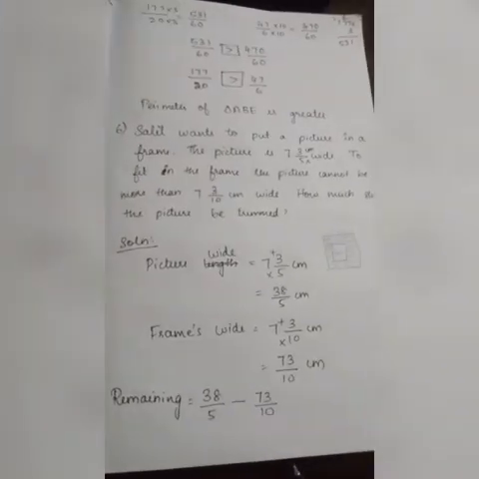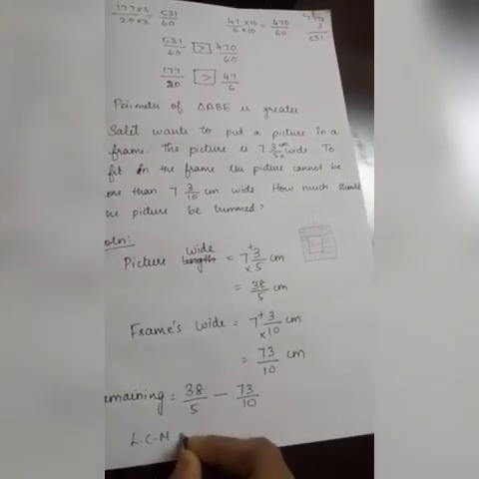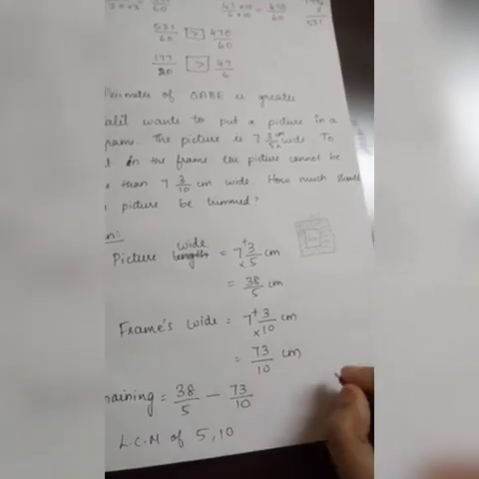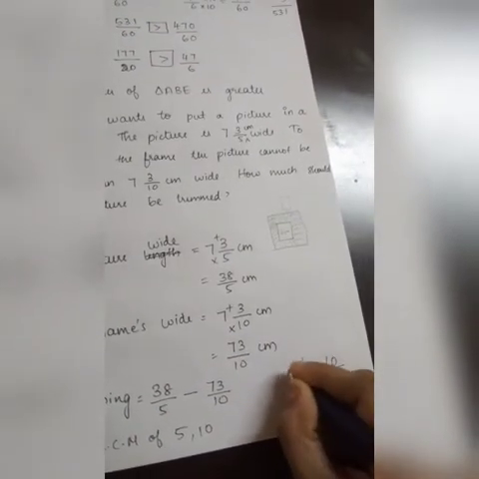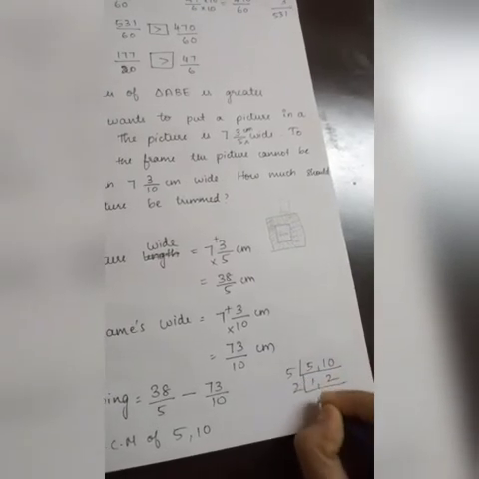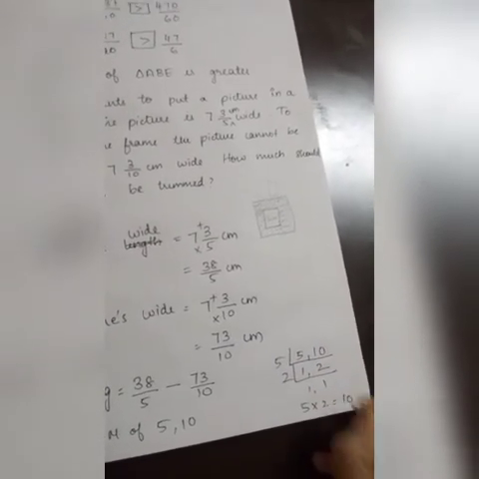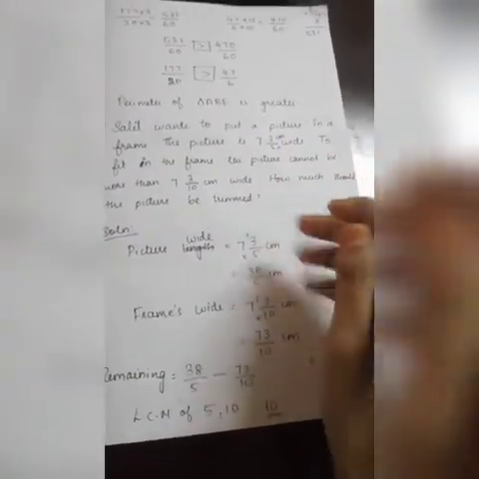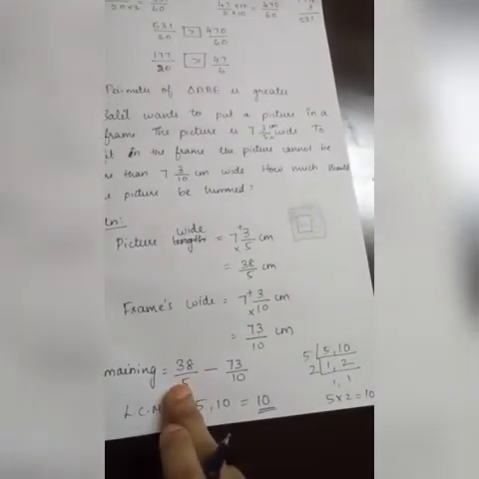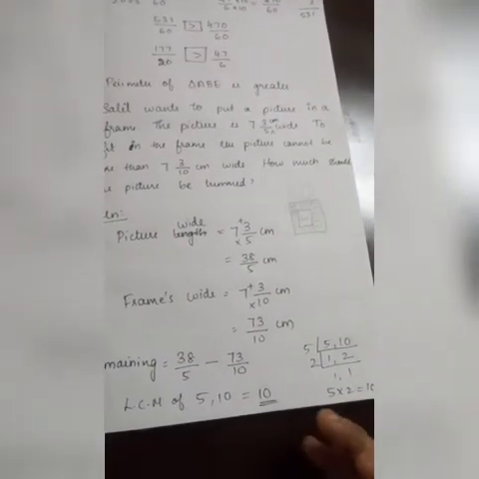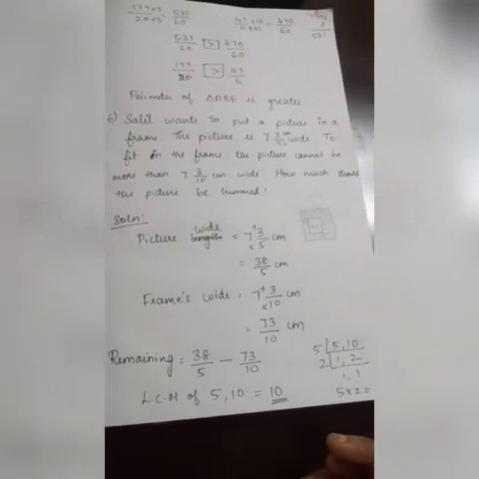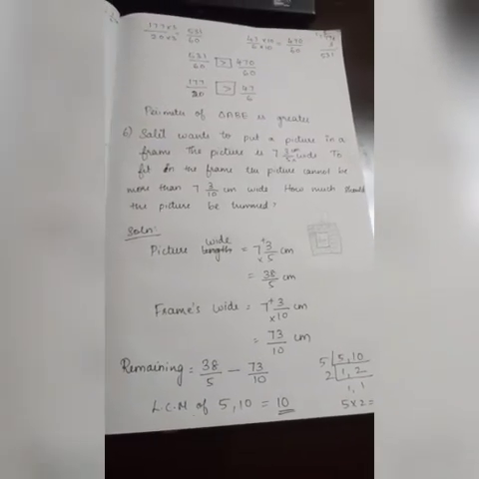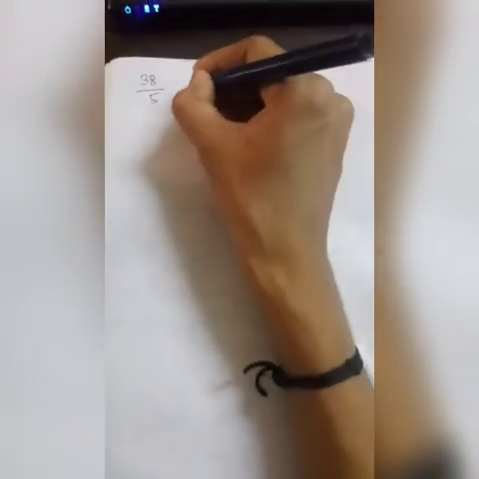Now shall we subtract it directly? No. What you will do? You will do the LCM of 5, 10. What is the LCM? 5 1s are 5, 5 2s are 10. 2, 1, 2. So 5 into 2, 10. Now 5 2s are 10 is the LCM. So what we have to do? We are going to cut that picture size in terms of that frame size. So picture size minus frame size, you will get the remaining. Since our denominators are different, I am making it into same by using the LCM. Understood? Now 38 by 5 and 73 by 10, I am going to change it in terms of denominator 10.